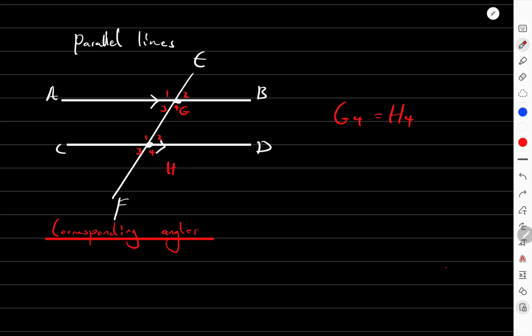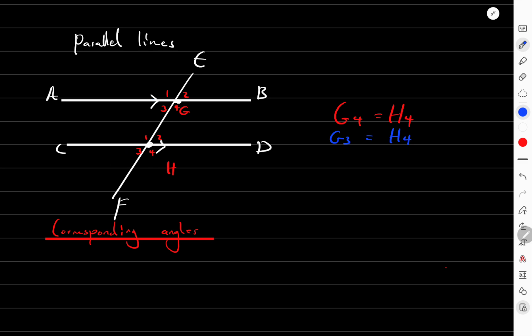Now, what other shape can I form? The F shape. I have a shape which is like this, whereby the angle that is found here and the angle that is found here are the same. Therefore, I can now say that the angle here, which is G3, is the same as the angle found here, which is H3.